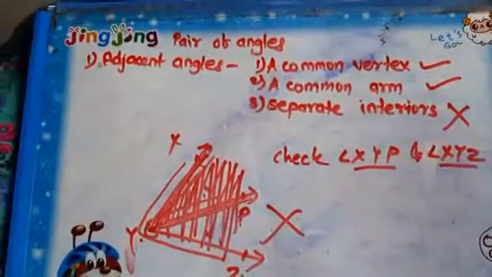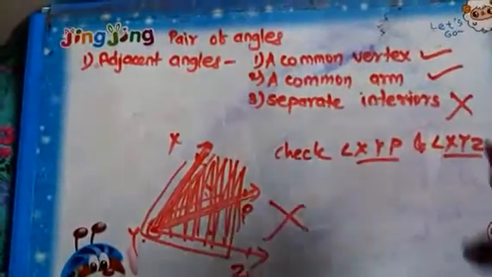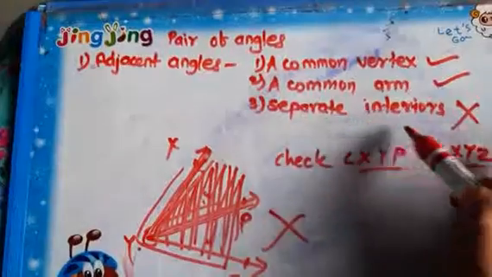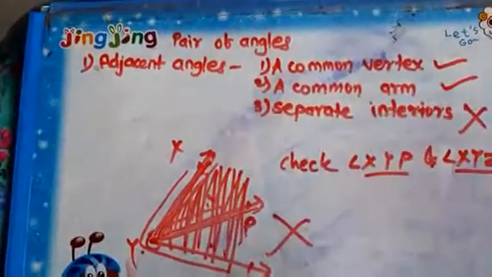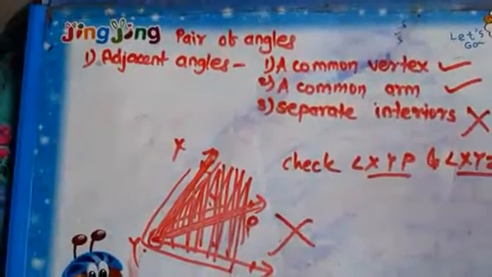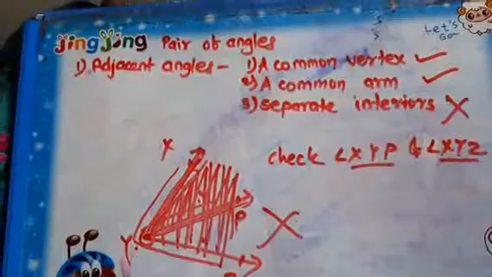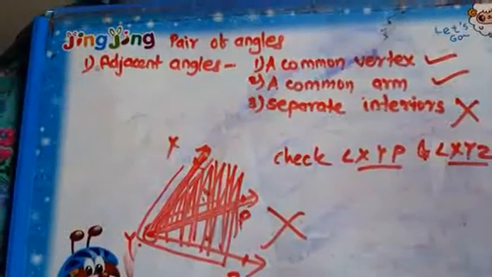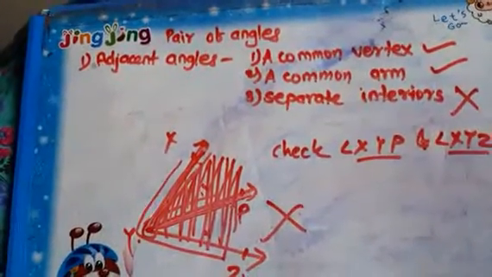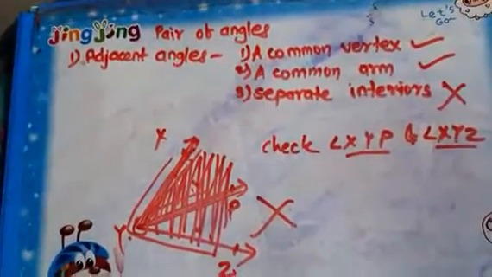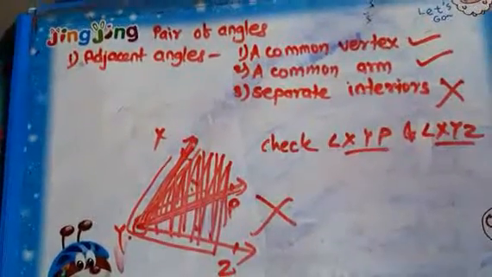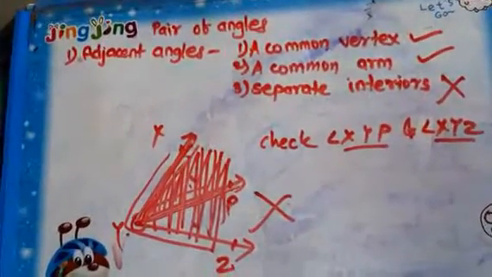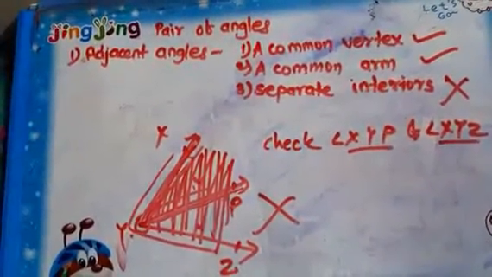So important is that they should satisfy all these conditions. Then only we can say that it is an adjacent angle. So the pair of adjacent angles can be defined as: the angles that have a common vertex, a common arm and separate interiors are said to be adjacent angles.